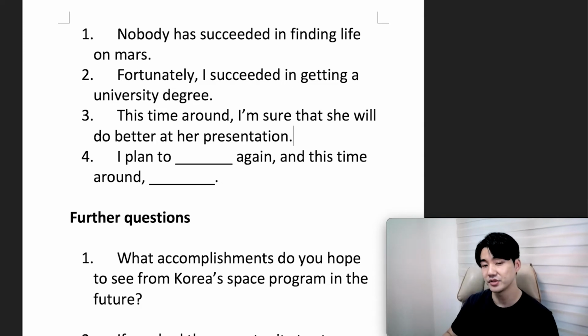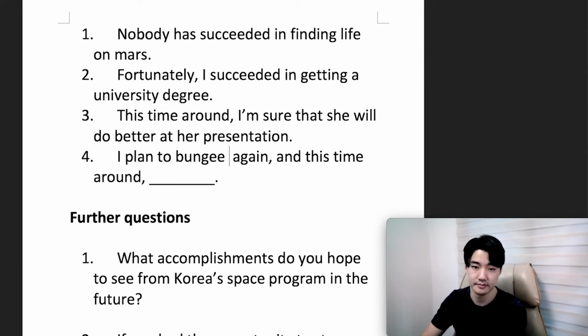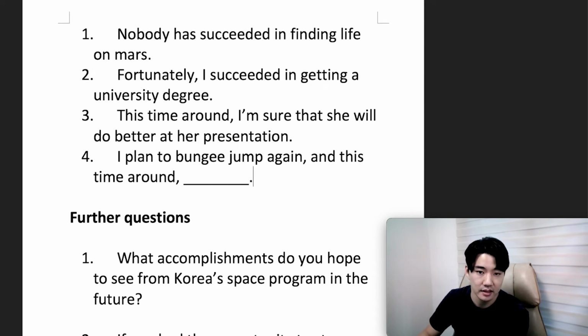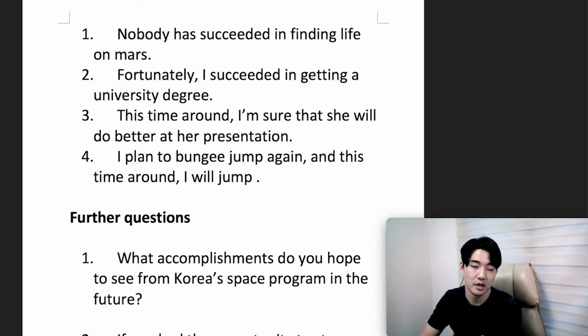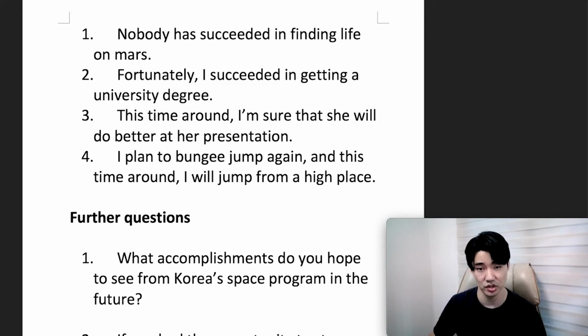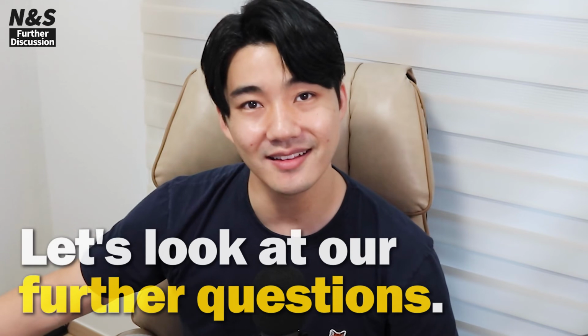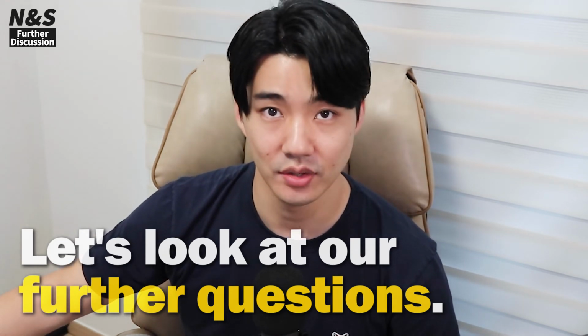Number 4. I plan to bungee jump again, and this time around I will jump from a higher place. I have bungee jumped before. I bungee jumped here in Korea. I loved it. But next time, or this time around, I will jump from a much higher place. I hope. So now let's look at our further questions.